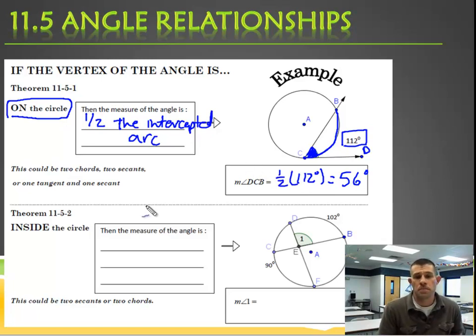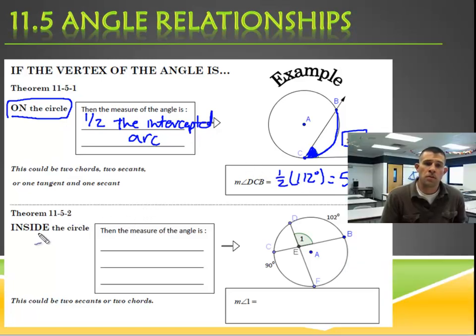So the measure of this angle here, whose vertex is on the circle, is half the intercepted arc, so it's 56 degrees. Our next example is when the vertex of the angle is inside the circle, not necessarily at the center. If it were at the center, it'd be a central angle, and that's always equal to the intercepted arc. However, let's think of the case when it's inside the circle, but not on the center. This will be equal to 1/2 of the sum of the two intercepted arcs.